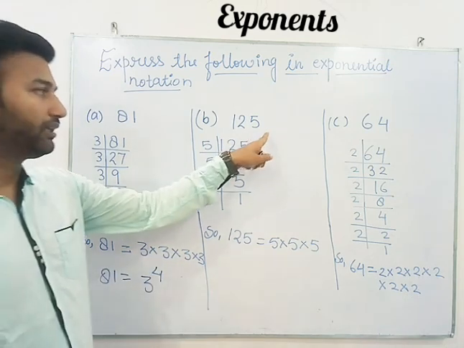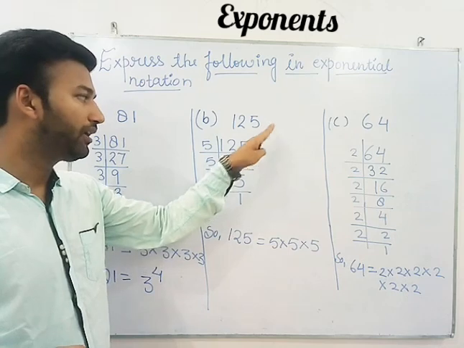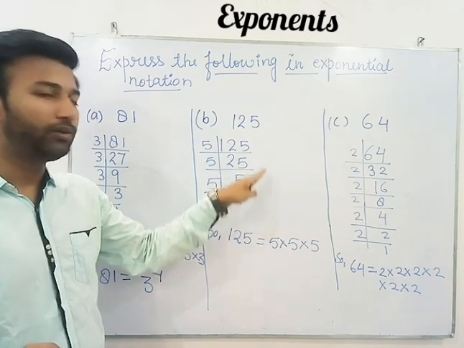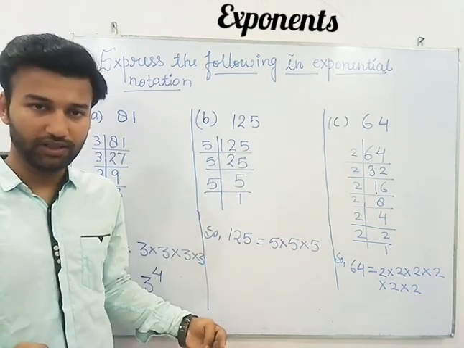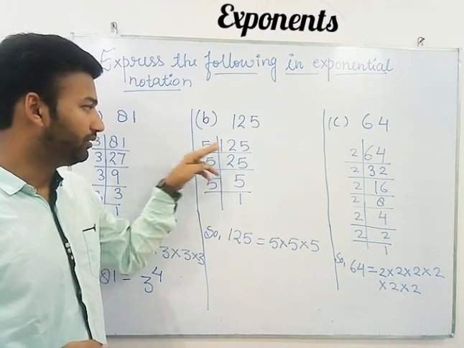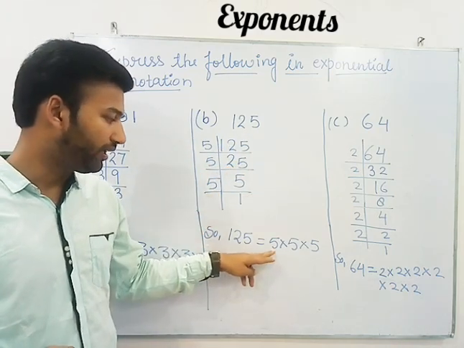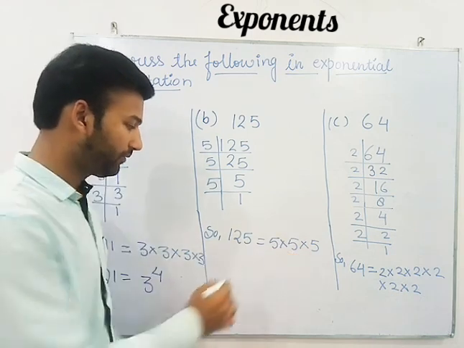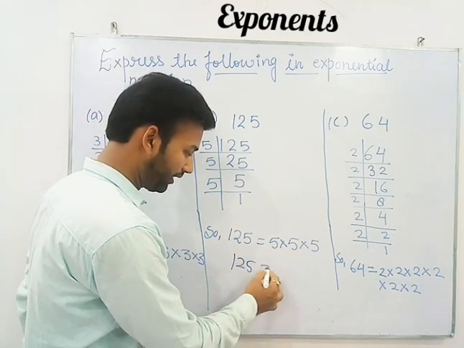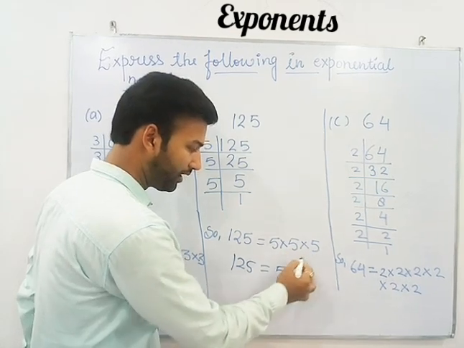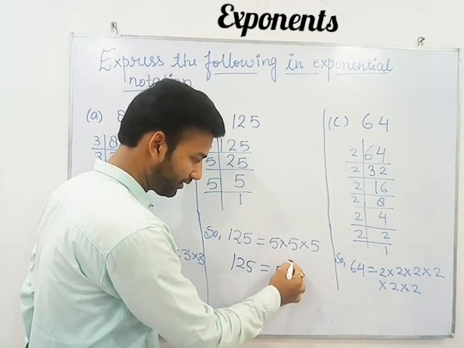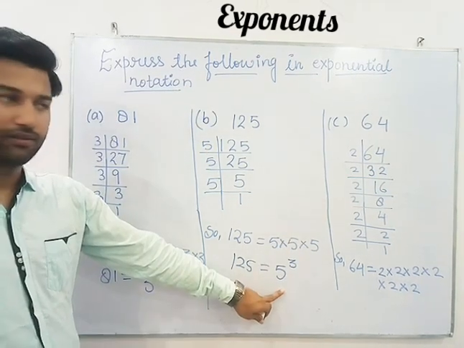Now another example, 125. Similarly, we will find the factors of 125 by the prime factorization method. 125 is divisible by 5. So the factors of 125 are 5 multiplied by 5 multiplied by 5. So 5 is multiplied by itself 3 times. So the power is 3.